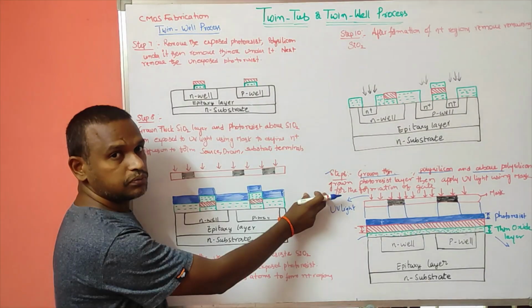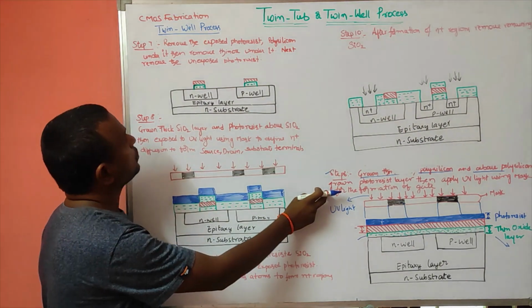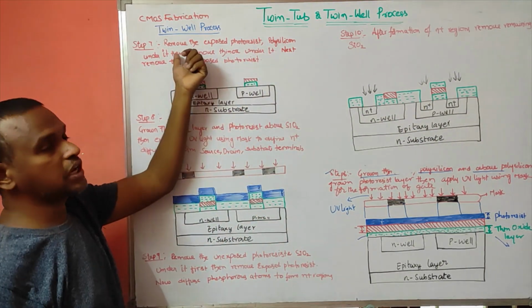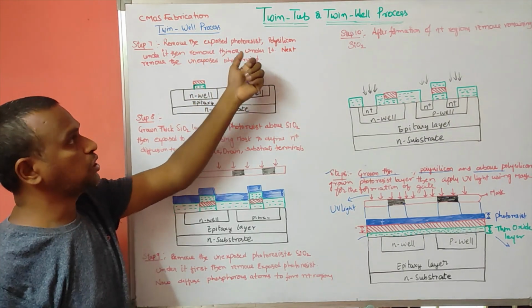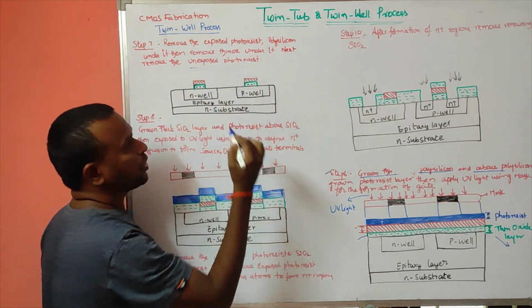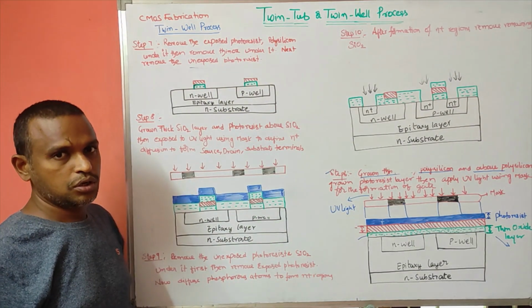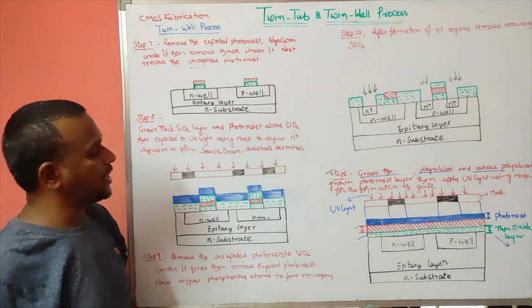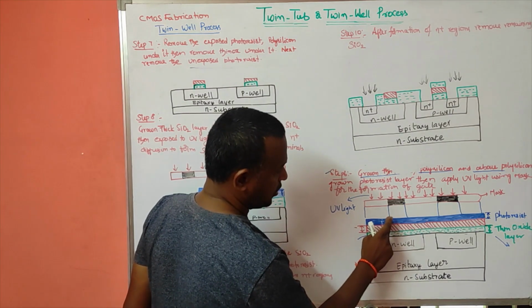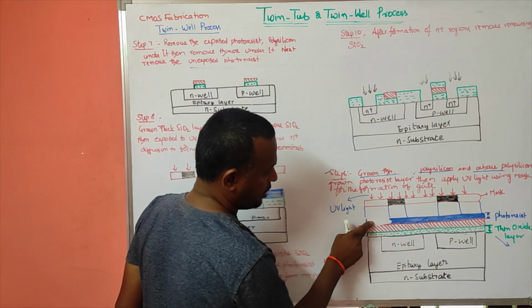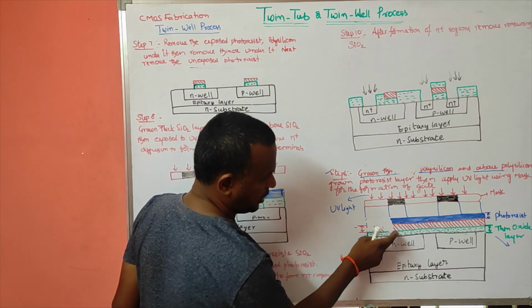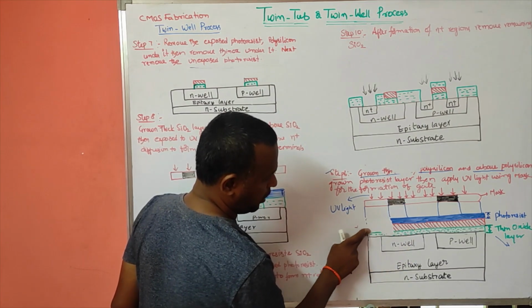After this, what we have to do is remove the exposed photoresist and the polysilicon under it, then remove the thin ox under it, and then remove the unexposed photoresist. So what is the first one here? Remove the exposed photoresist. What is the exposed photoresist? This one, and at the same time the polysilicon and SiO2 under it. So I am removing all these things.